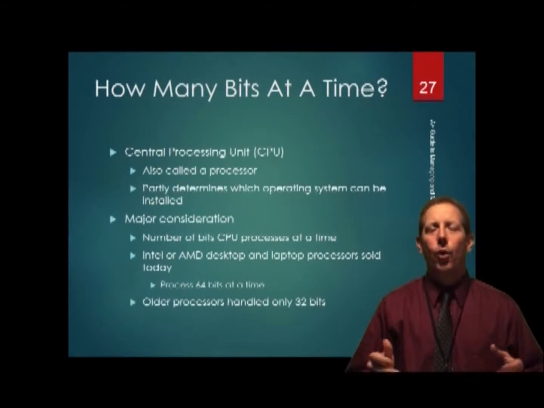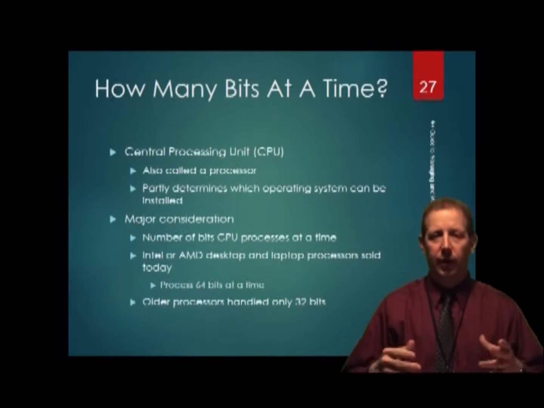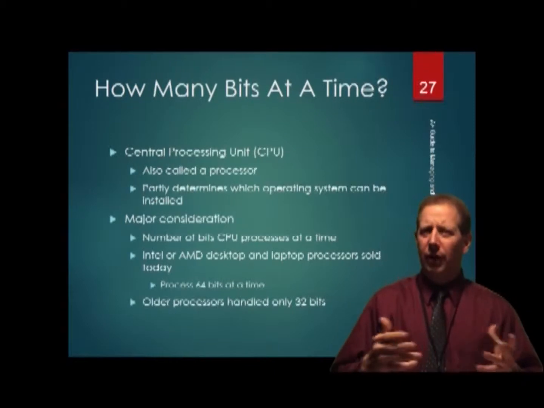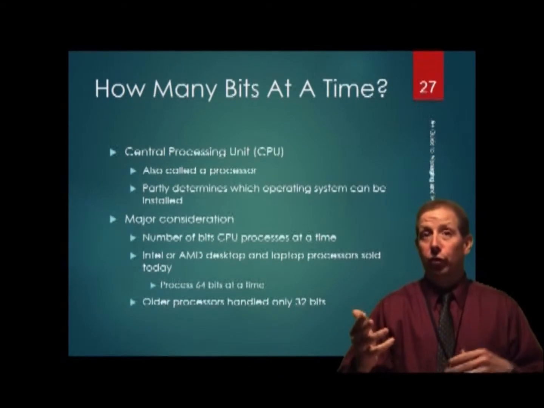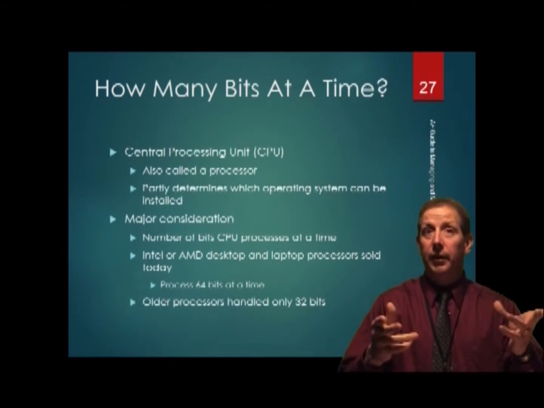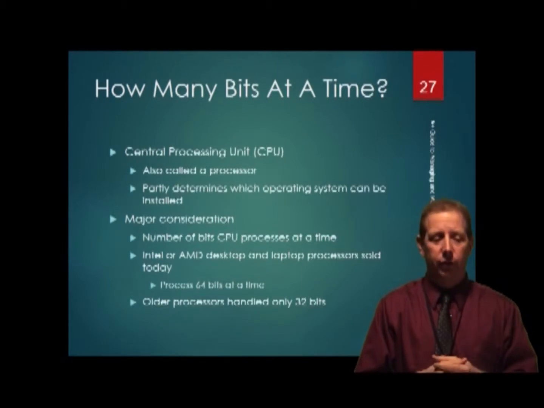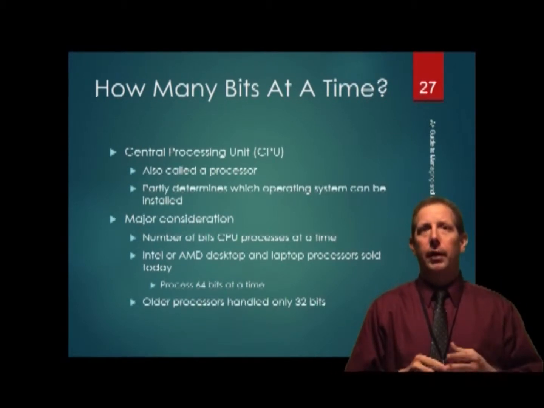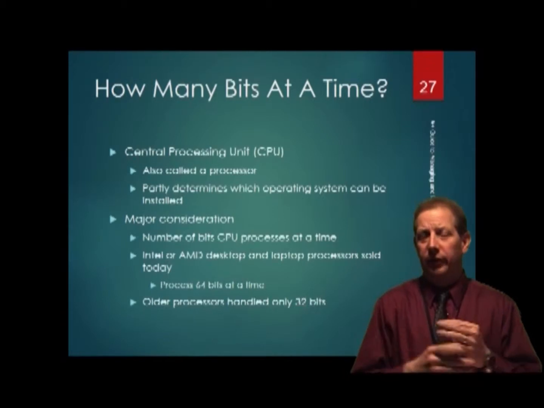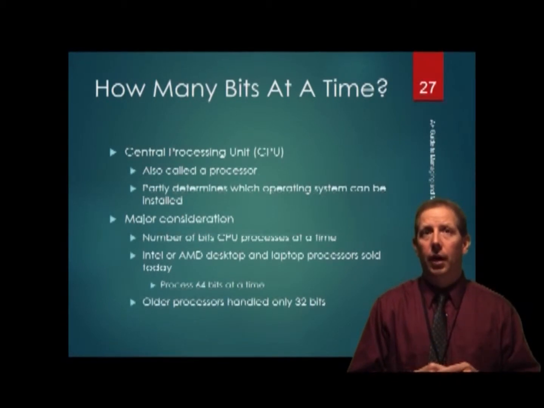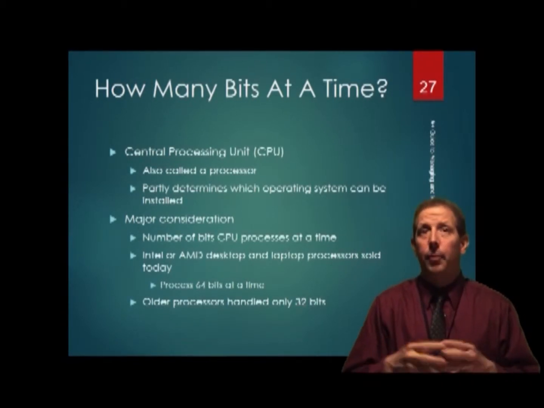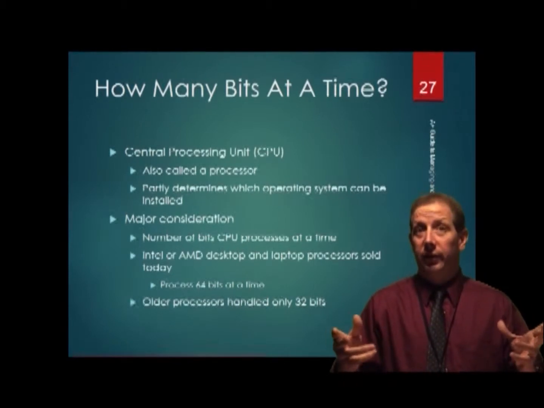Okay, welcome back to our portion of how many bits. When we talk about bits, we're talking about 32 or 64. So we're going to be talking about the central processing unit, also called the processor. Now, it partly determines which operating system can be installed. One major consideration is the number of bits a CPU processes at a time.